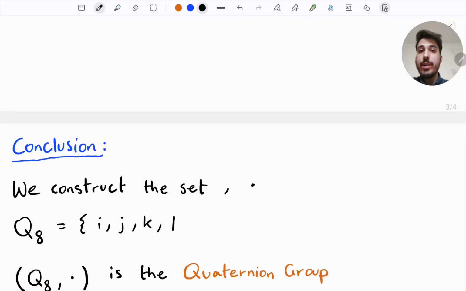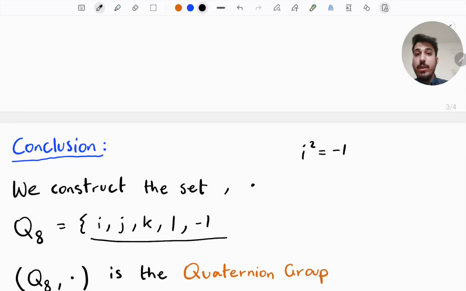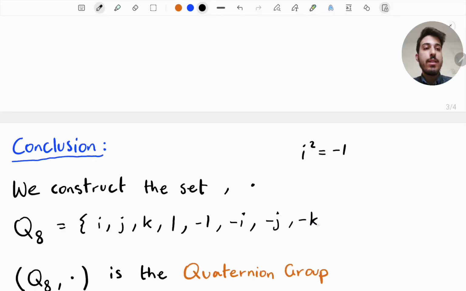But what about i squared? Well, i squared has to also be inside the set, and i squared is equal to minus 1, and I don't see minus 1 anywhere here, so I have to add minus 1. Okay, great. What if I multiply i with minus 1? I'll get minus i, and minus i cannot be represented by any of the elements that I have already in this set, so I have to include minus i. But poor j and k, I can't just leave them alone. I have to include their inverses as well, minus j and minus k.